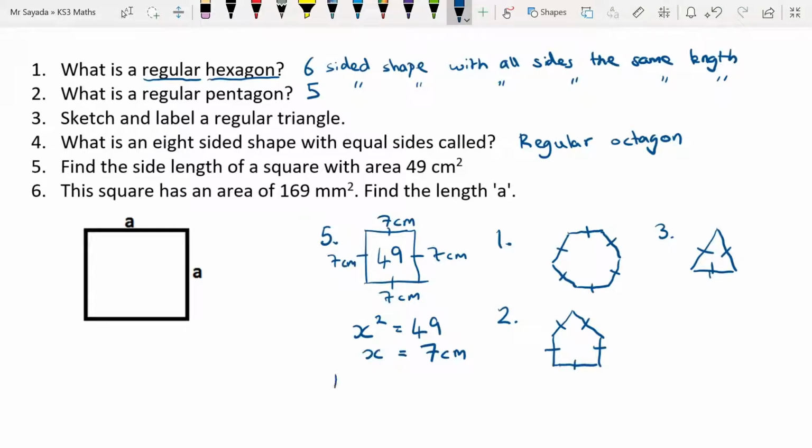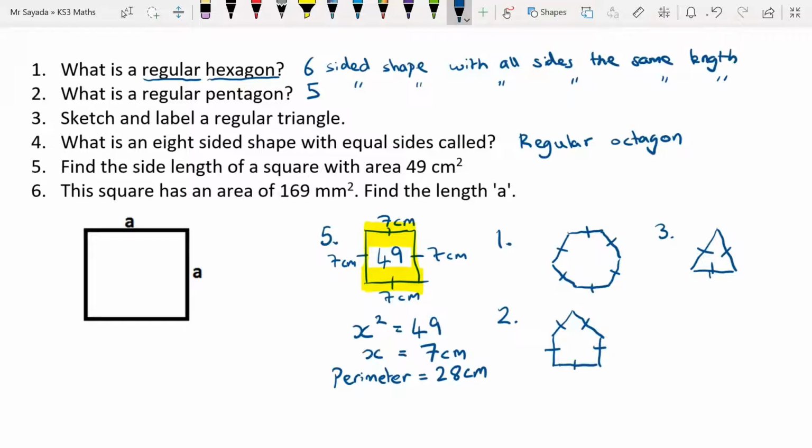Out of interest, what is the perimeter of this square? Pause the video, work it out, press play once you've worked it out. You should have now worked out the perimeter of the square, and you should have found that it's 28 centimeters. There's two ways to do that. Either you can just add together all four sides, so 7 plus 7 plus 7 plus 7, or you could do 7 times 4, because there's 4 sides, each of length 7.